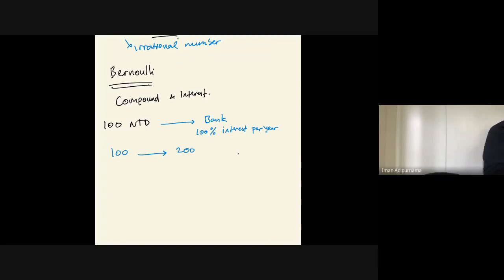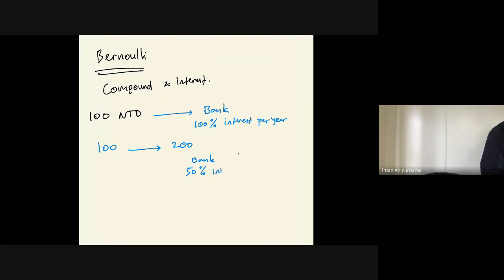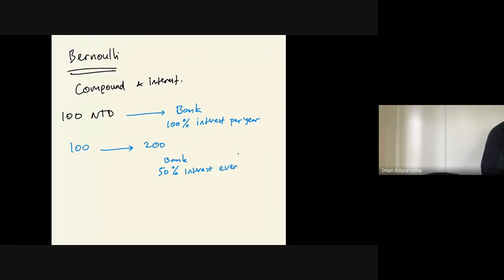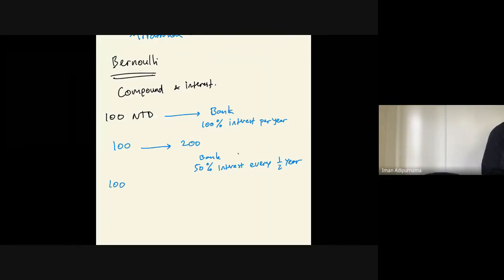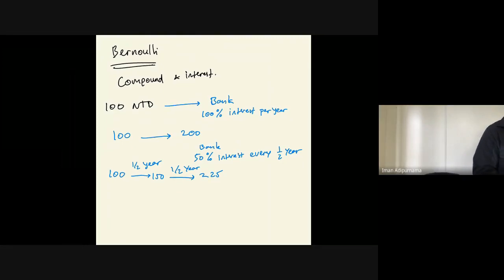You still have this 100, but the bank offers 50% interest every half year, every 6 months. So you will get 150 after half a year, right? And then half of 150 again after another half year. This becomes 75 more, so 225, right? Hey, interesting, right? Okay, what happens if it is every month? So 1 over 12 every month.